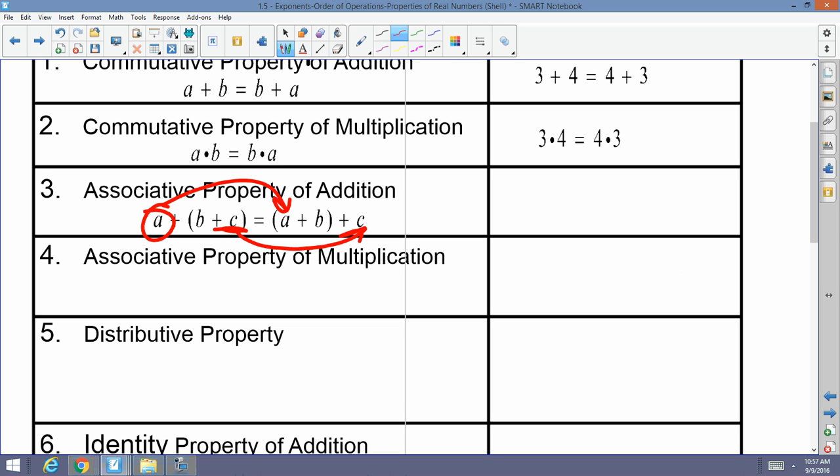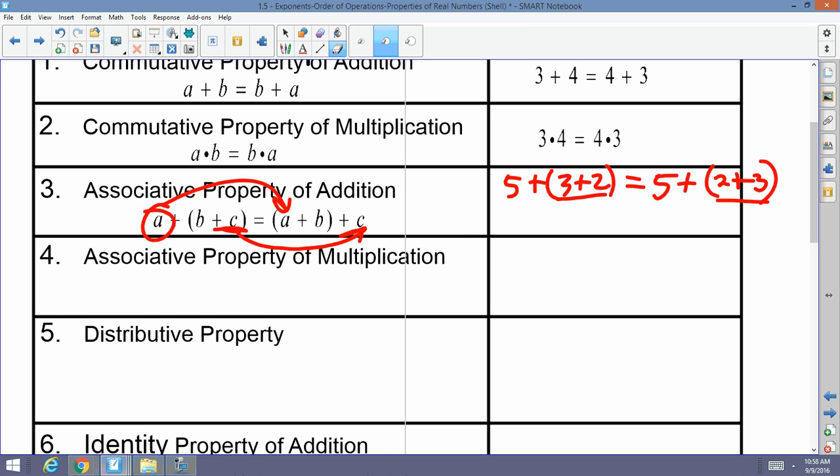But how is that not commutative? If I have 5 plus parentheses 3 plus 2, and that equals 5 plus parentheses 2 plus 3, did I take anything out of the parentheses? All I did was change the order here, right? Even though there's parentheses here, that's commutative.